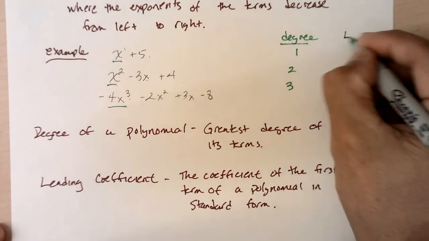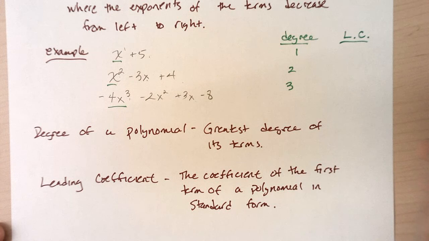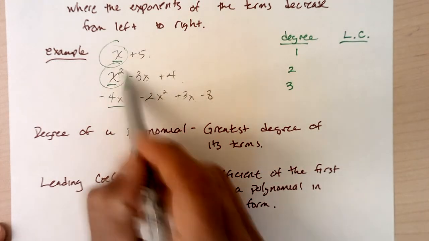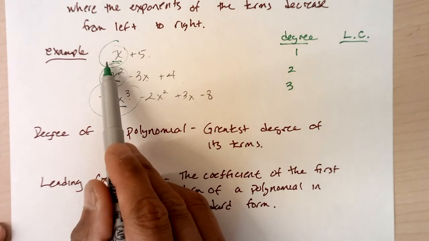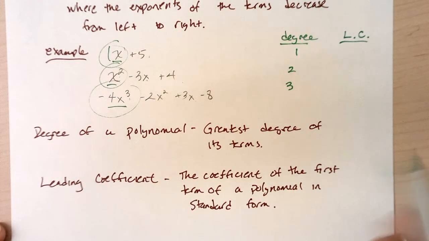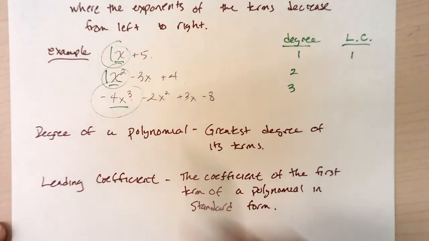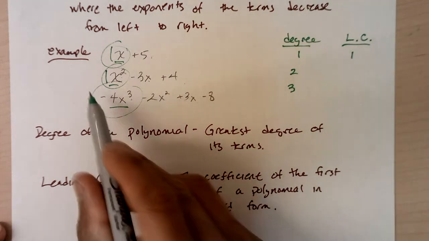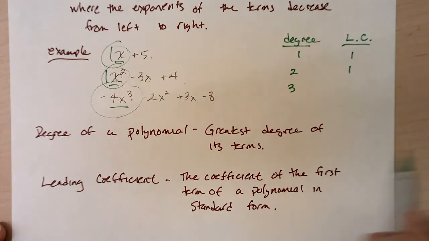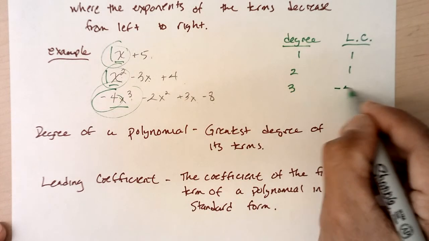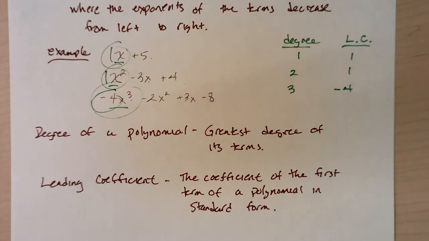We could also figure out, I'm just going to abbreviate here, LC is the leading coefficient. So just like with the degree, to figure out the leading coefficient, all you need to do is take a look at the first term. The coefficient, or the number in front of the variable here, is an implied 1. So the leading coefficient is 1. For the second example, again, the leading coefficient is an implied 1, or I just wrote it in, so the leading coefficient is 1. The leading coefficient for this third polynomial is negative 4, because that's the coefficient, or in other words, the number in front of the first term of the polynomial.